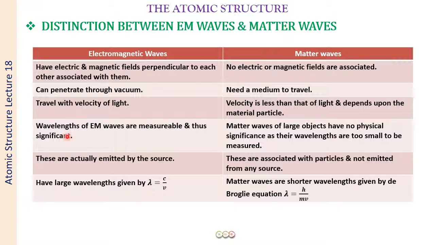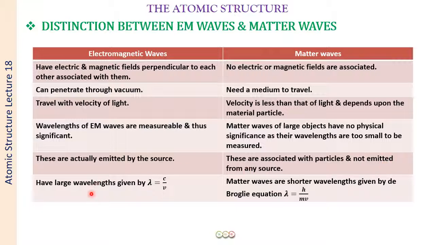The wavelengths of electromagnetic waves are measurable and hence significant, whereas the matter waves of large objects, which we've just now studied, have no physical significance because the wavelengths are too small to be measured. The electromagnetic waves are emitted by a source, as you have studied. And the matter waves are associated with particles and not emitted from any source, right?